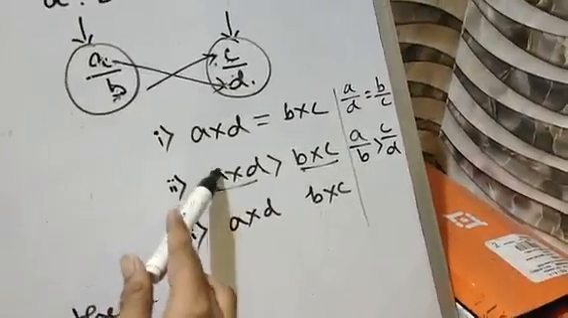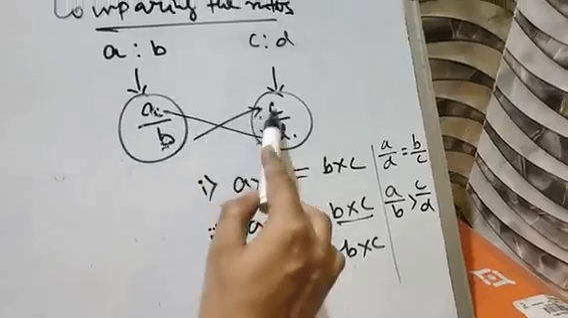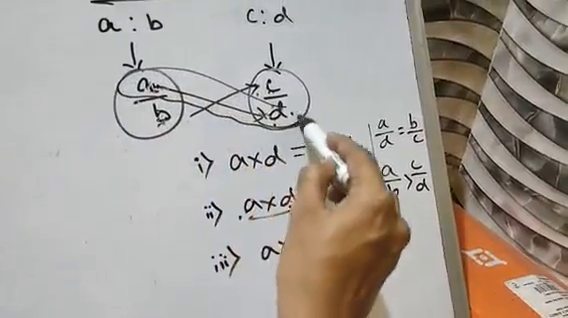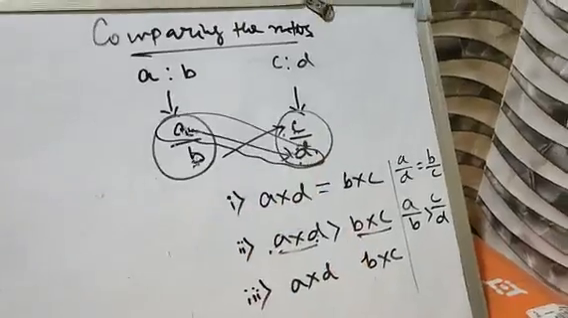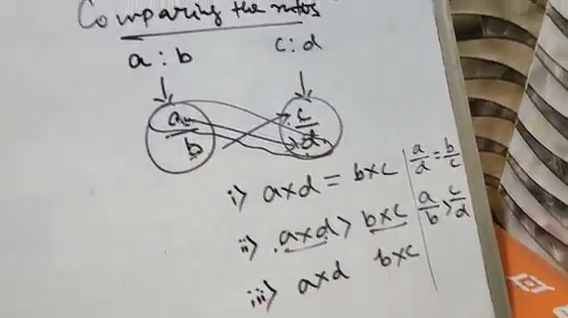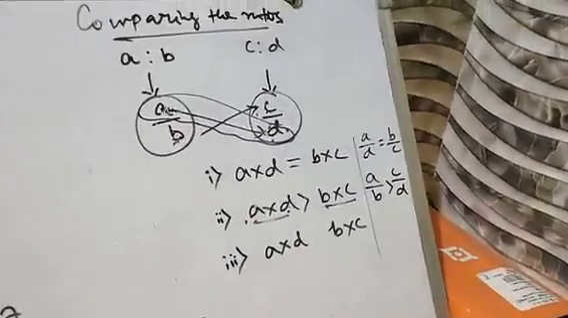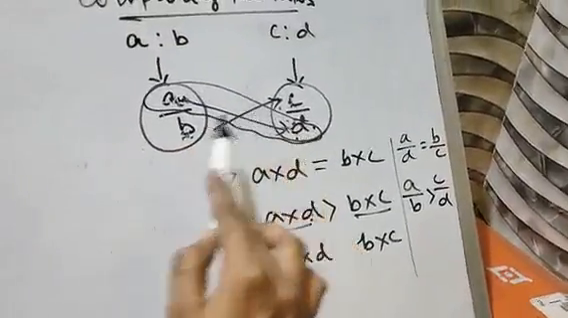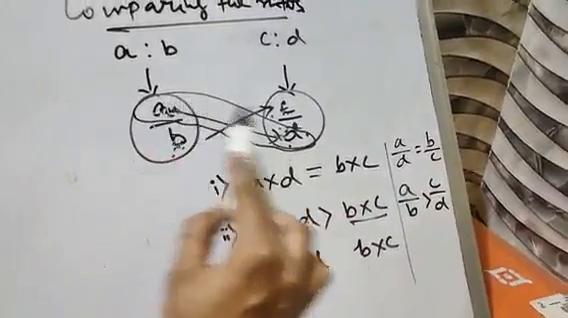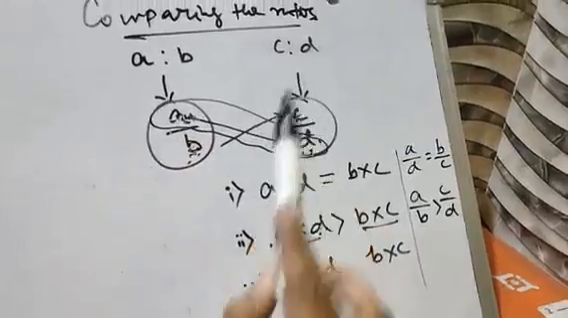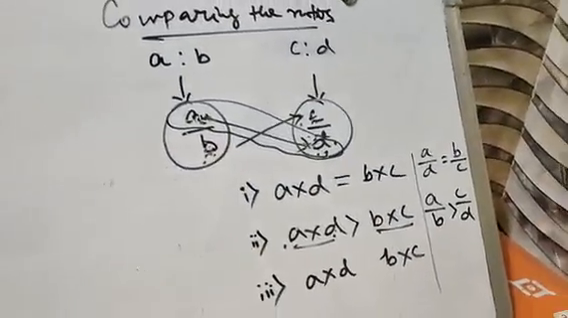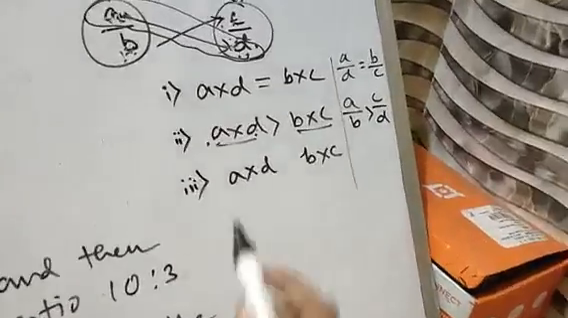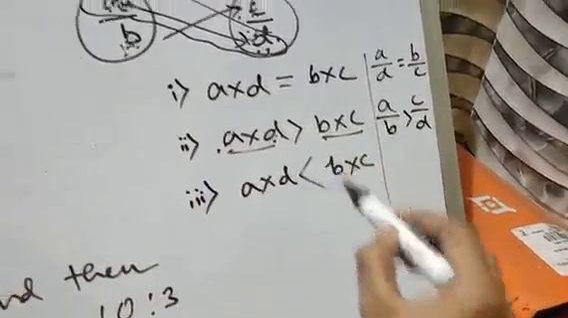Why? Because A into D is greater. So between A and D, which one is in the numerator? The numerator is A. So A by B will be greater. Listen carefully. You are multiplying A into D and B into C. Now A into D is greater than B into C. Now compare between A and D. Which one is in the numerator? A is in the numerator. That means A by B will be greater. Clear?